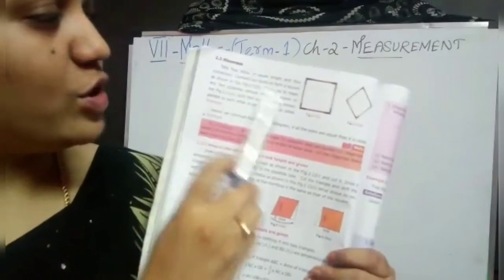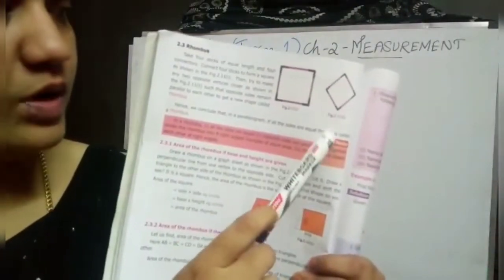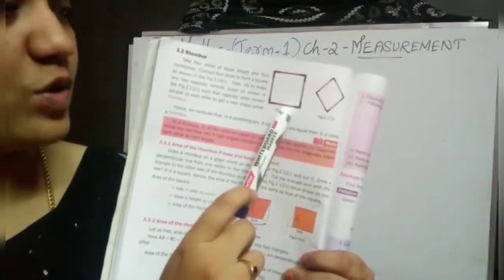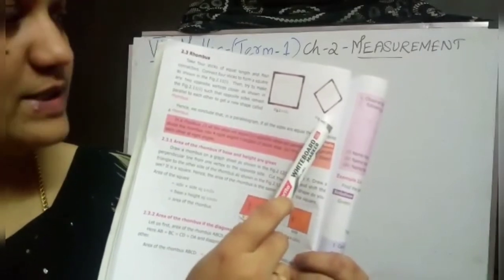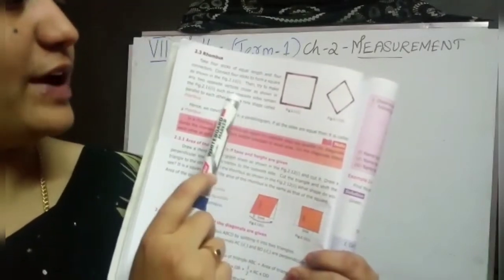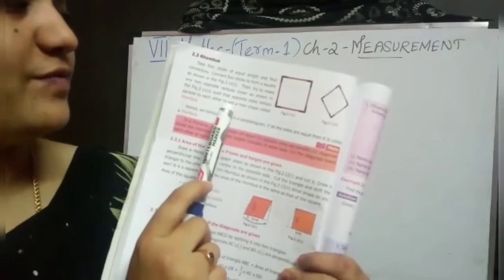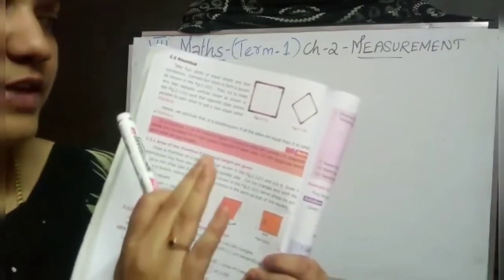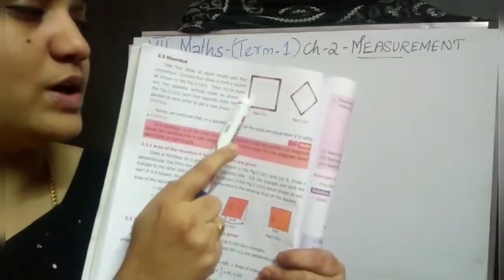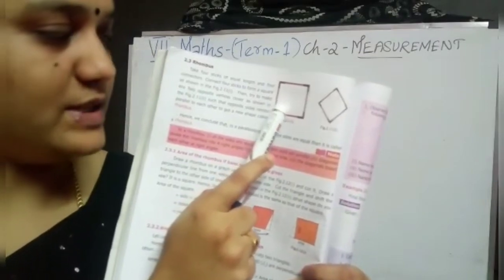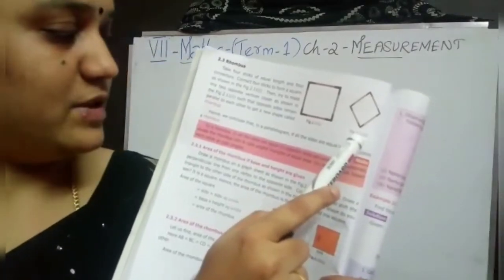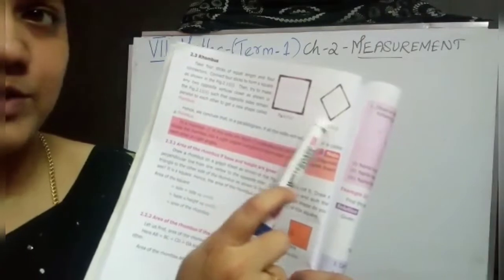Let me show you the picture given in your book. They have given 2 pictures: this is a square and this is a rhombus. They explain that if we push 2 opposite vertices closer to each other, we get a rhombus. That is what they have explained in your book.